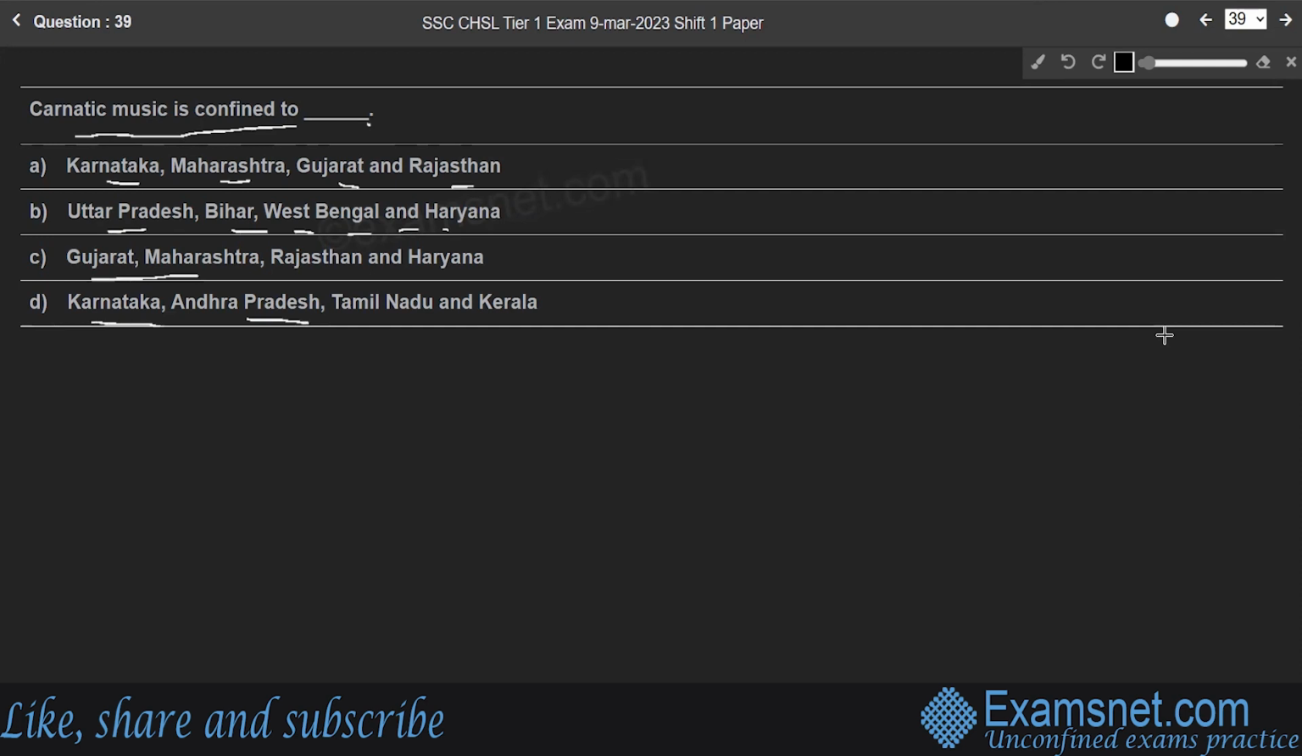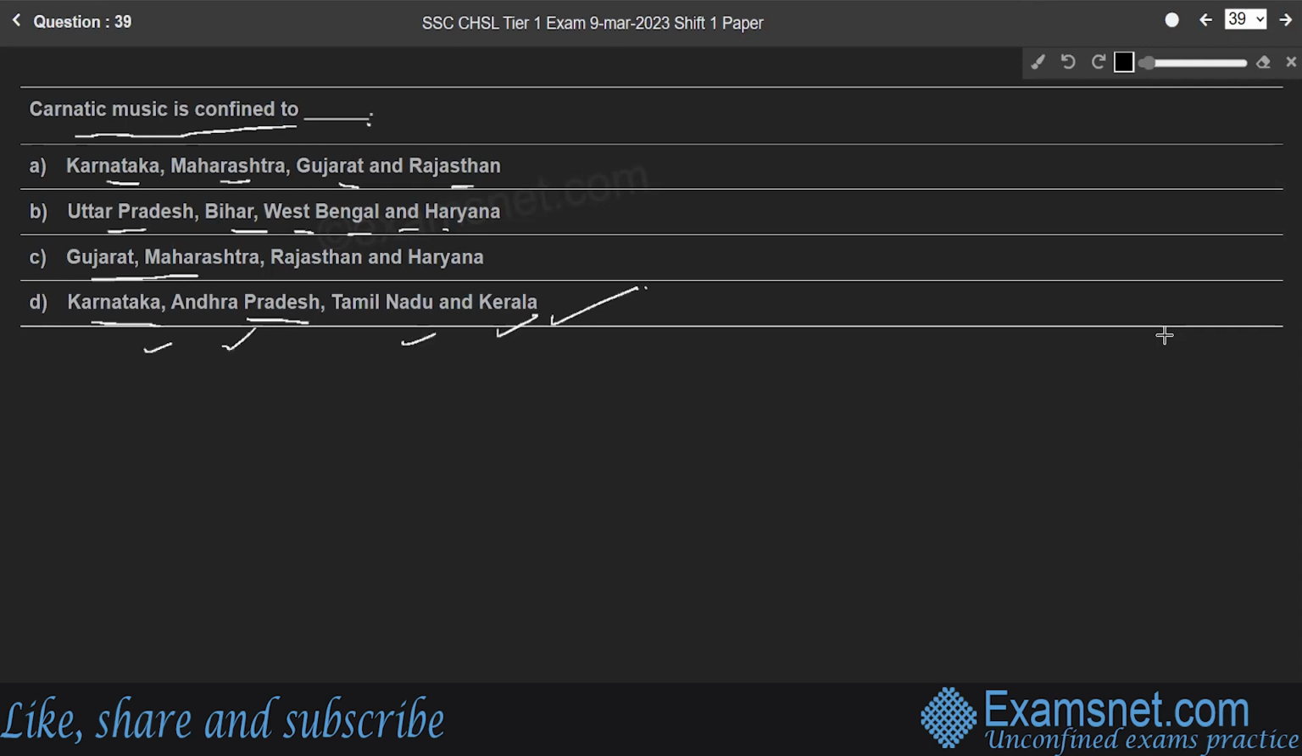Here, Carnatic music is one of the forms of Indian classical music. It is confined to southern India in the states of Andhra Pradesh, Karnataka, Tamil Nadu and Kerala, while the classical music of the rest of the country is under the name of Hindustani. Therefore, option D is the right answer. So, Carnatic music is confined to Karnataka, Andhra Pradesh, Tamil Nadu and Kerala.